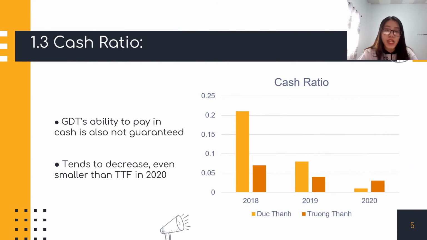Now we come to the cash ratio. Compared to the above two indexes, the cash ratio is quite low, proving GDT's ability to pay in cash is not guaranteed at all. This ratio is even smaller than that of Trường Thành company in 2020, although in the previous 2 years it was larger.